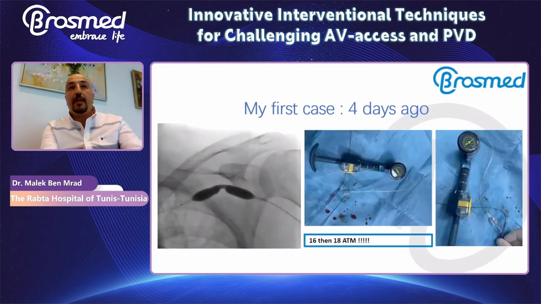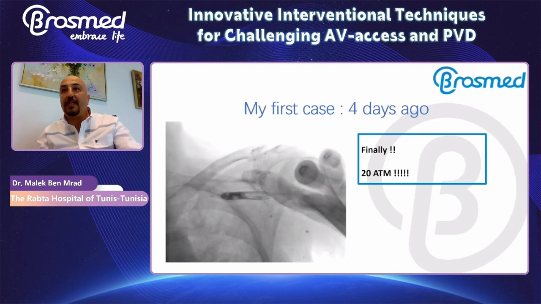What to do? We decided to go to 16, then 18 atmospheres. You must know that 16 is the maximum rated burst pressure for this balloon, but you have the same result. Then we go to 20, and finally it was possible to inflate the balloon totally, but unfortunately the patient reported acute pain, and we had rupture of the balloon.